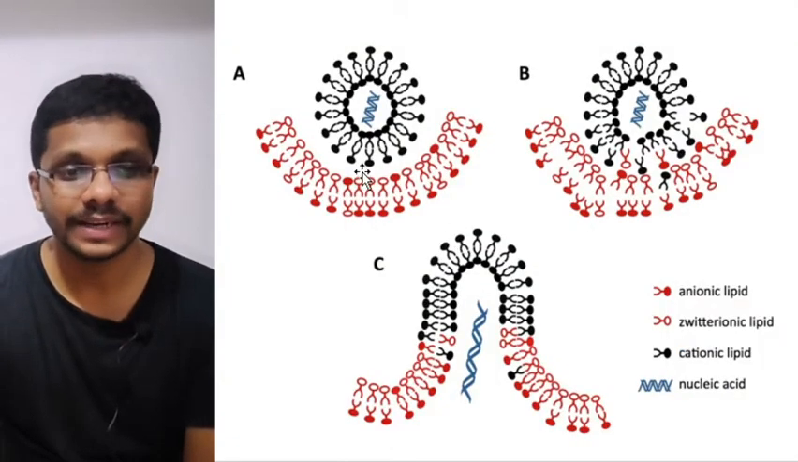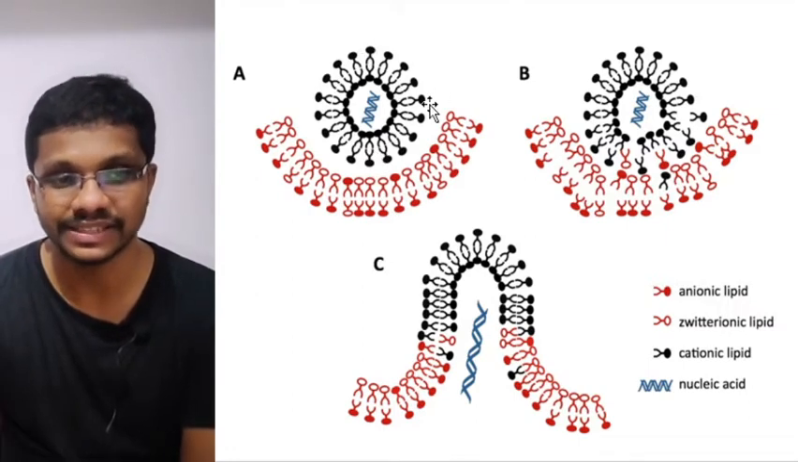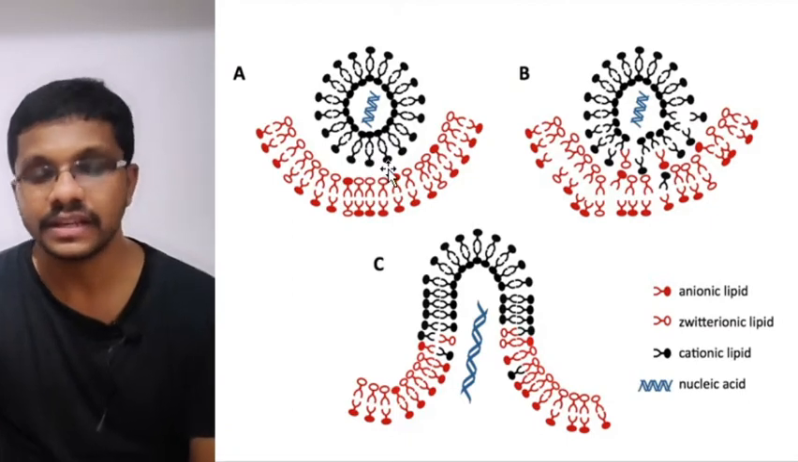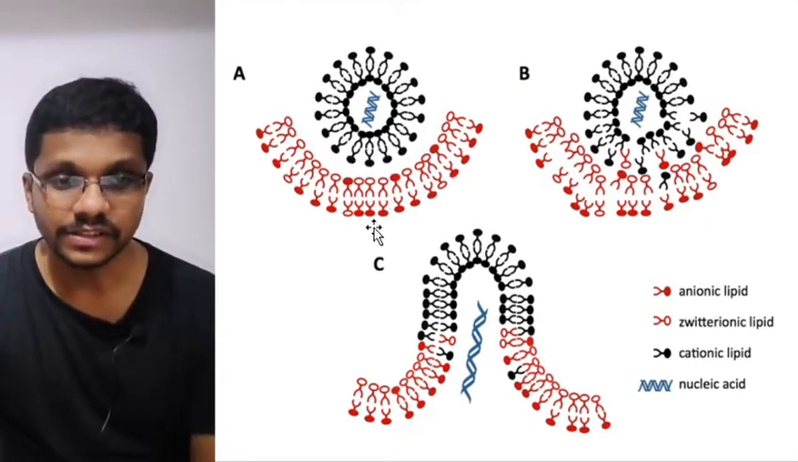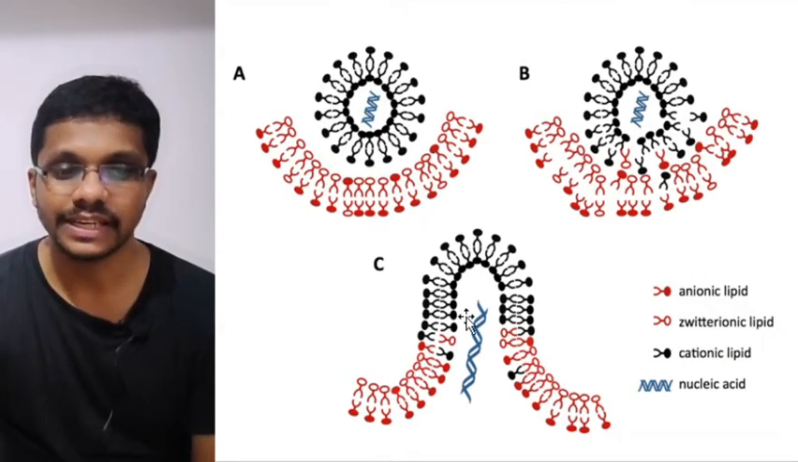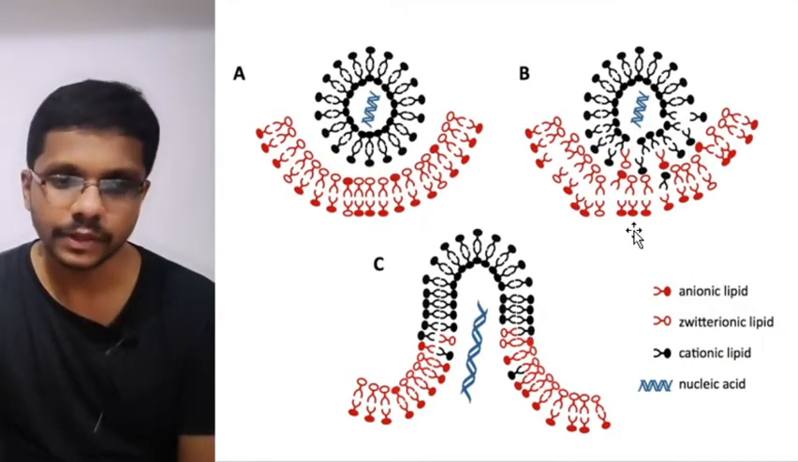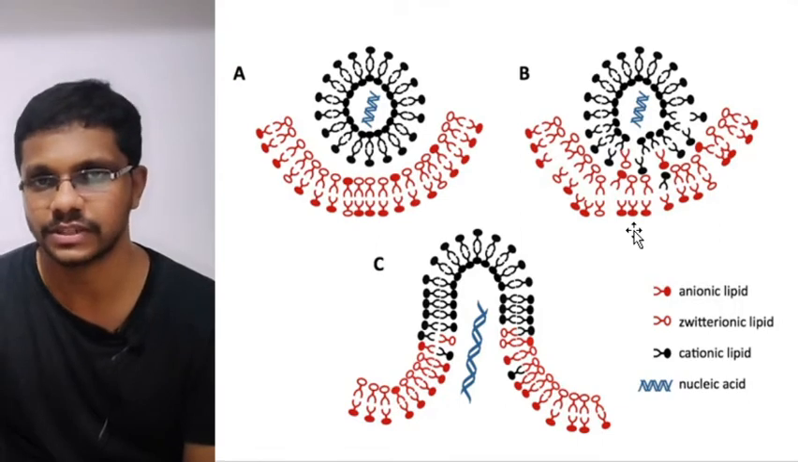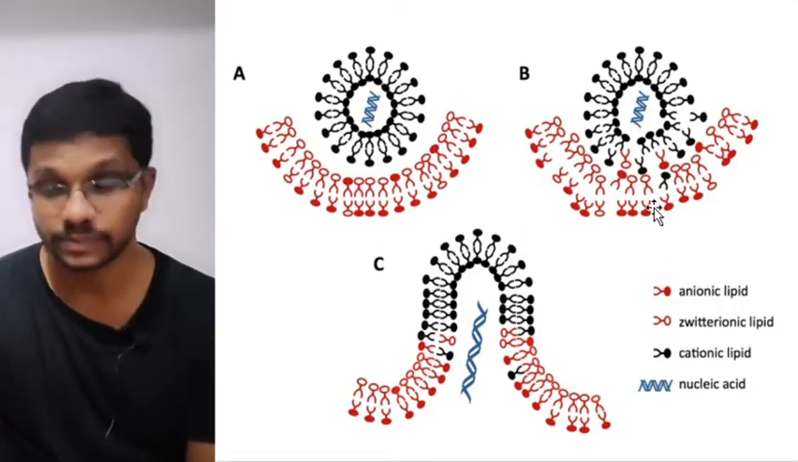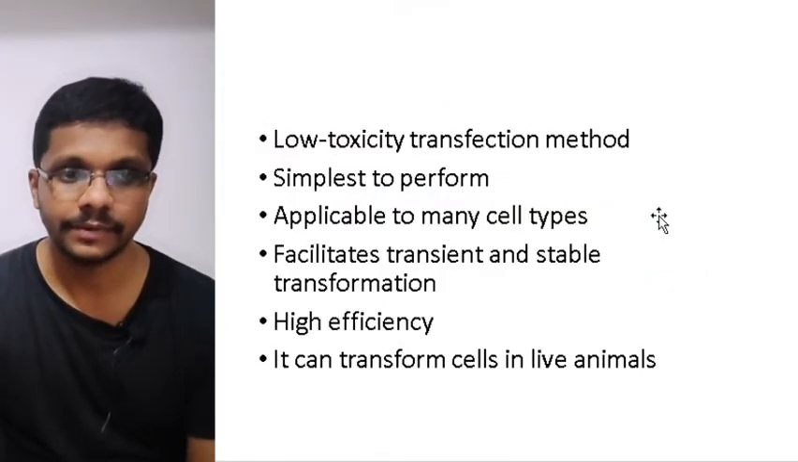Or we can incorporate some fusogenic lipids into the vesicle. If the vesicle has fusogenic lipids, it won't get endocytosed. Instead, they will fuse together. Once the membranes are fused, the DNA will be delivered into the cytoplasm. So by these two mechanisms, either endocytosis or fusion, lipoplexes or liposomes can deliver the DNA.